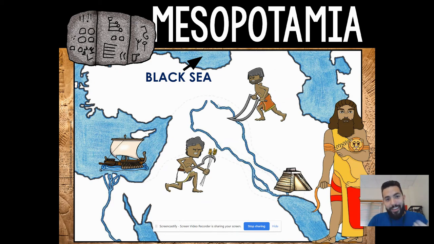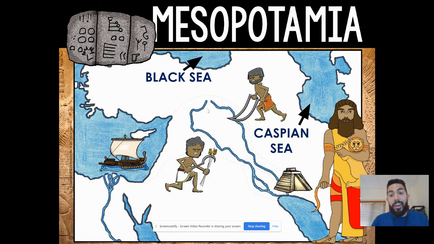The Black Sea is located northwest of Mesopotamia. It's going to be a large body of water. It is between Europe and Asia, and it will cover around the area of Turkey today. The Caspian Sea is in the northeast part of Mesopotamia. It is actually the world's largest inland body of water. It's like the world's largest lake. Okay, that's the Caspian Sea up here.